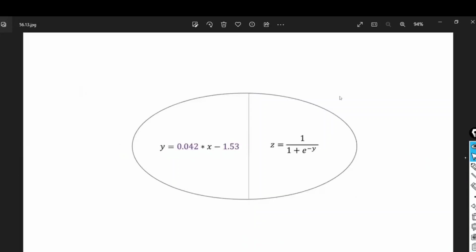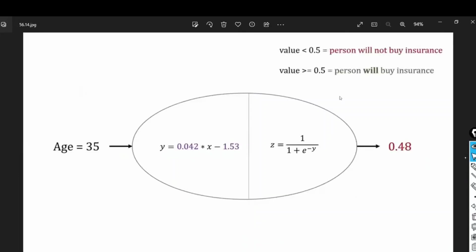For example, a person is 35 years old. To find out whether he will buy the insurance or not, first you substitute 35 here and you will get some value. This is nothing but wi xi plus b. Here, how many input variables are there? Only one variable, so w1 x1 plus b. What is w1? 0.042. What is x? Whatever value you are going to substitute. The b value is minus 1.53.